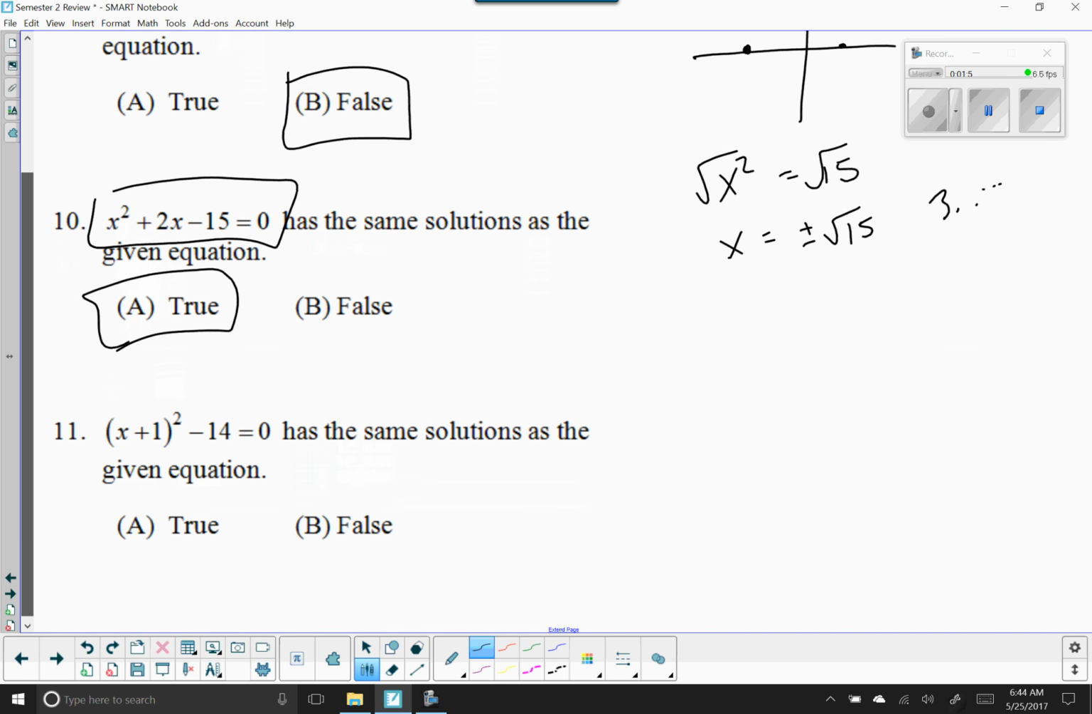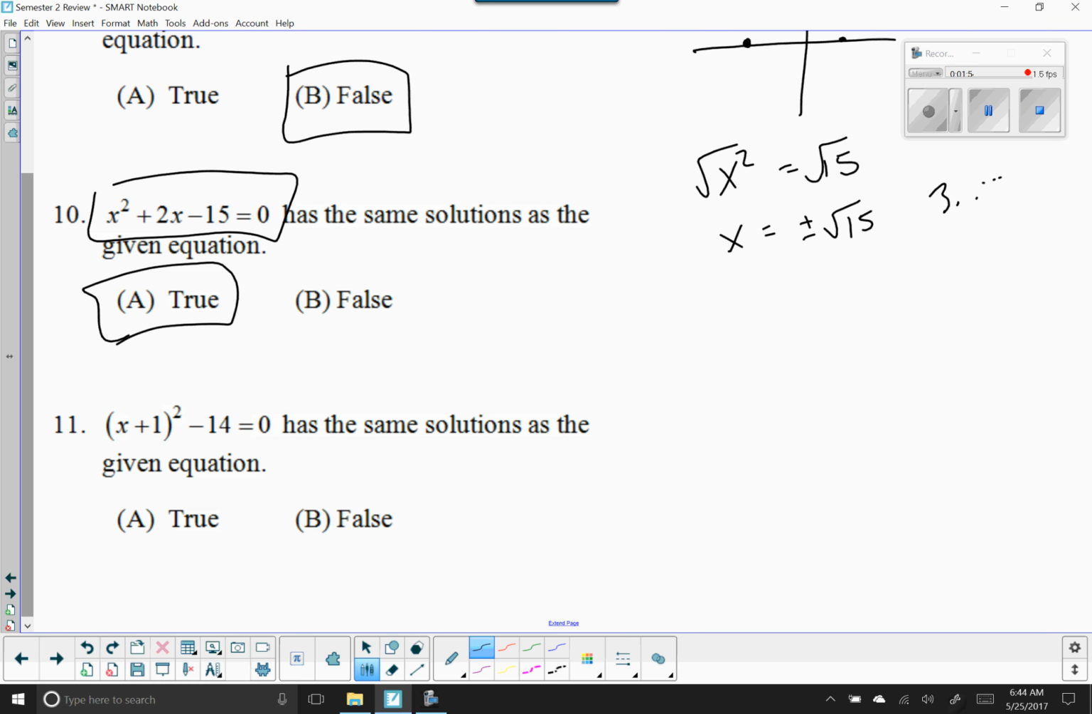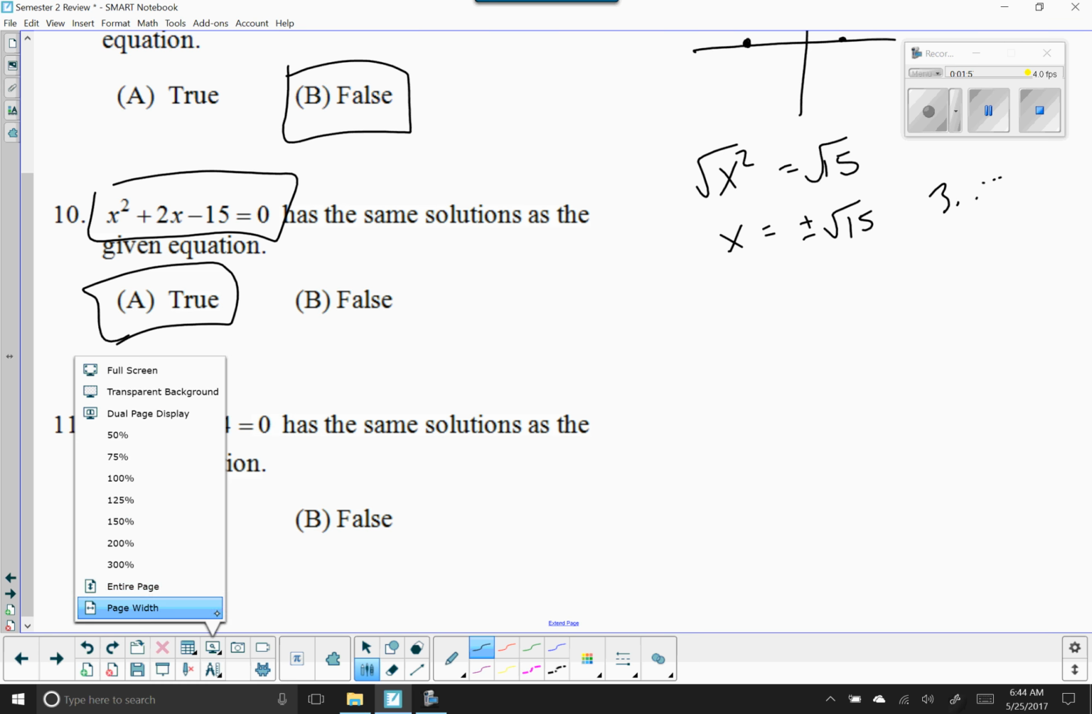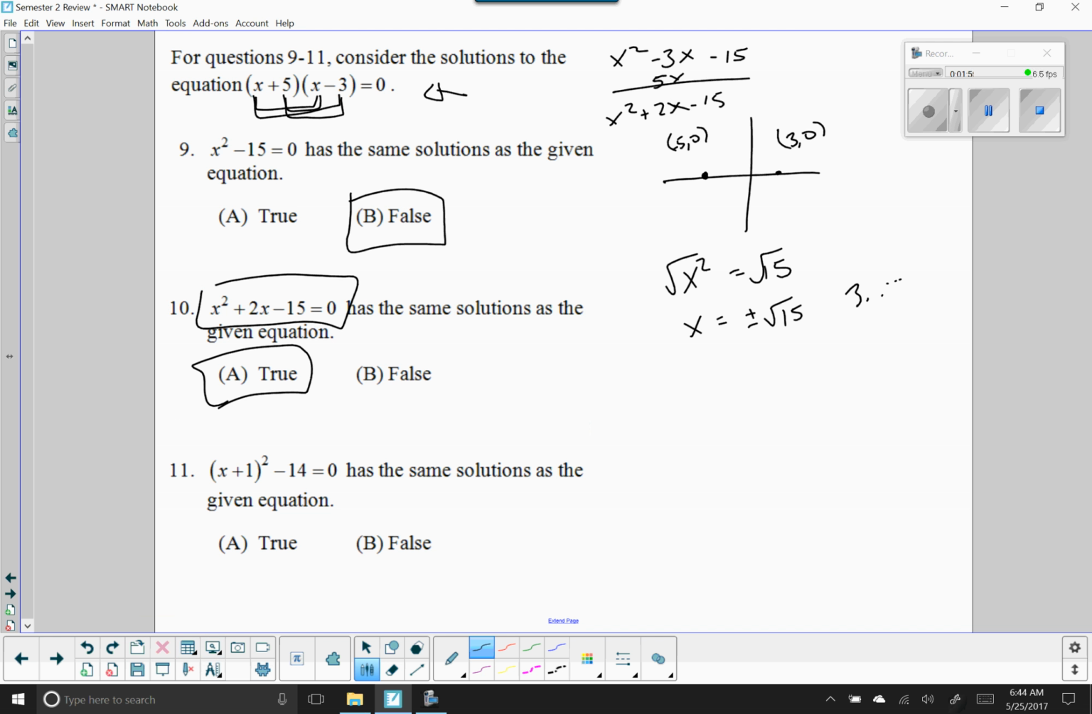11. See if this has the same solutions. So, the quantity x plus 1 squared minus 14 has the same solutions as the given equation. I'm going to say no here too, because we'll get the quantity x plus 1 squared minus 14 equals 0. I'm going to move that 14 over so it says equals 14, and then we'll take the square root and the square root, and I'll get x plus 1 equals plus and minus the square root of 14.